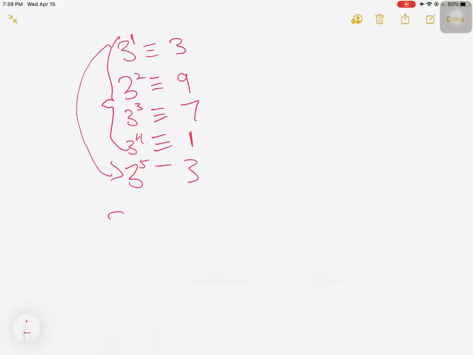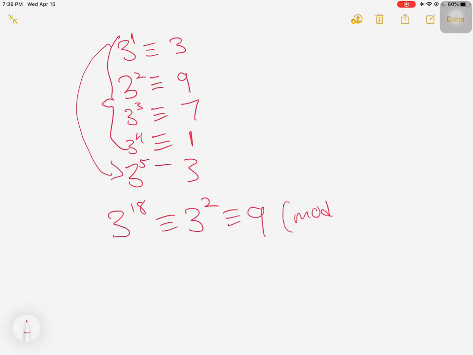So we're going to see which number 3 to the 18 matches to. And 3 to the 18 is just equal to 3 to the 2, which is equal to 9. And we got to the 2 because we take the remainder when it's divided by 4. Does that make sense?